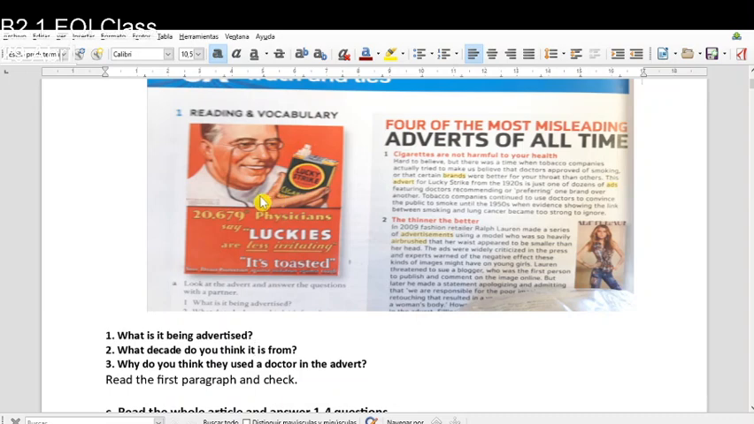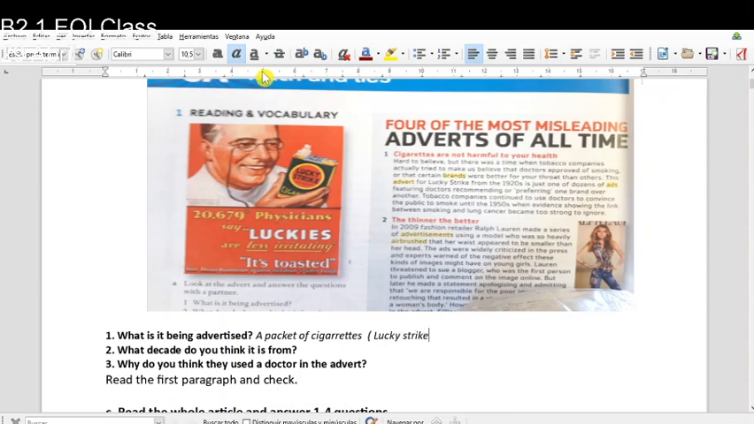Then, Lucky Strike, yeah. Then what is it being advertised? A packet of cigarettes, yeah. A packet of cigarettes. Yeah, and the brand was Lucky Strike.